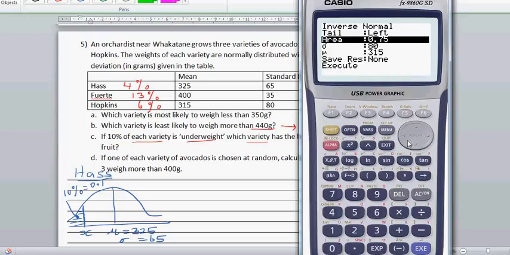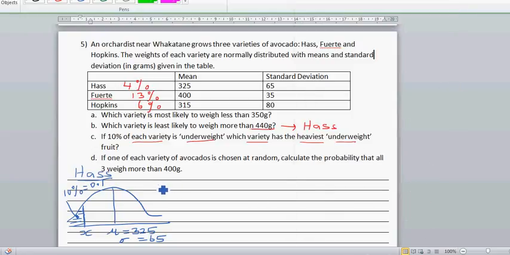So the area that we need to enter, the left area, is 0.1. Standard deviation is 65. And mu is 325. So the x value is going to be 241.7. Let me check, is it right? 241.7 grams. So this is roughly 242 grams. So I'll write here for Hass, anything below 242 grams is underweight.